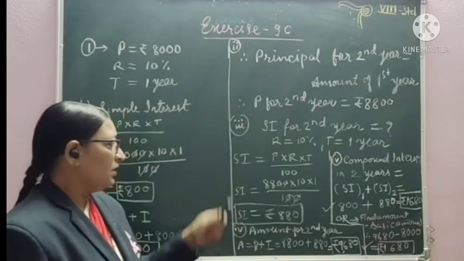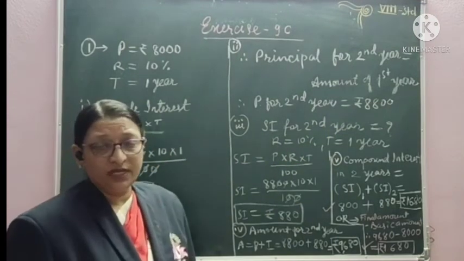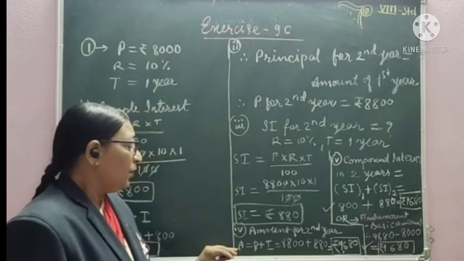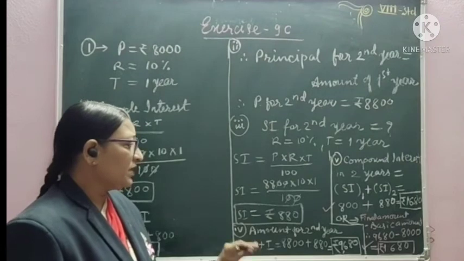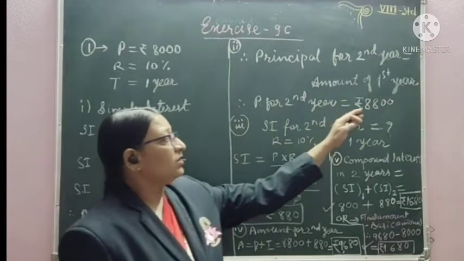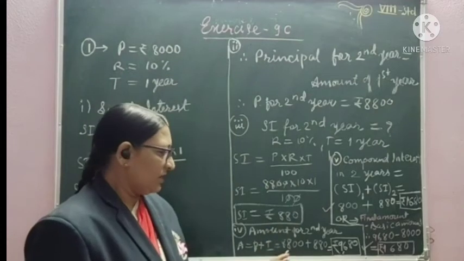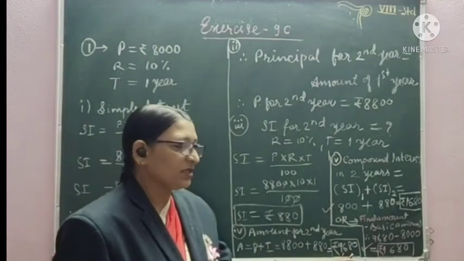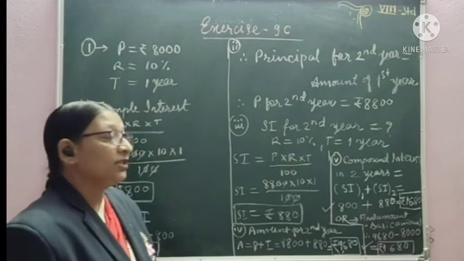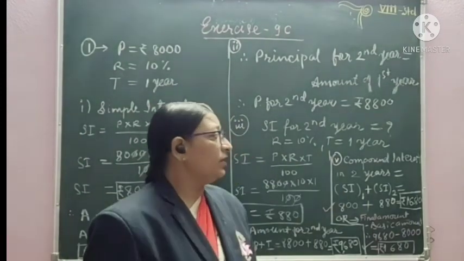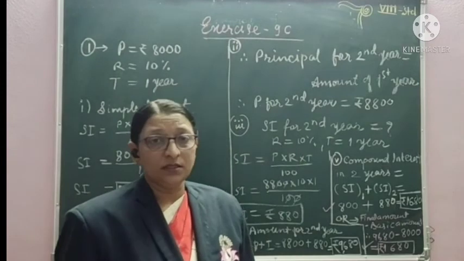Now dear students, from this we can solve the fourth question, that is the amount for second year. So, amount is equal to principal plus interest. Principal is 8,800 rupees and interest we calculated 880 rupees. So, their sum is rupees 9,680. The final question, fifth question, is asked to calculate the compound interest in the 2 years.